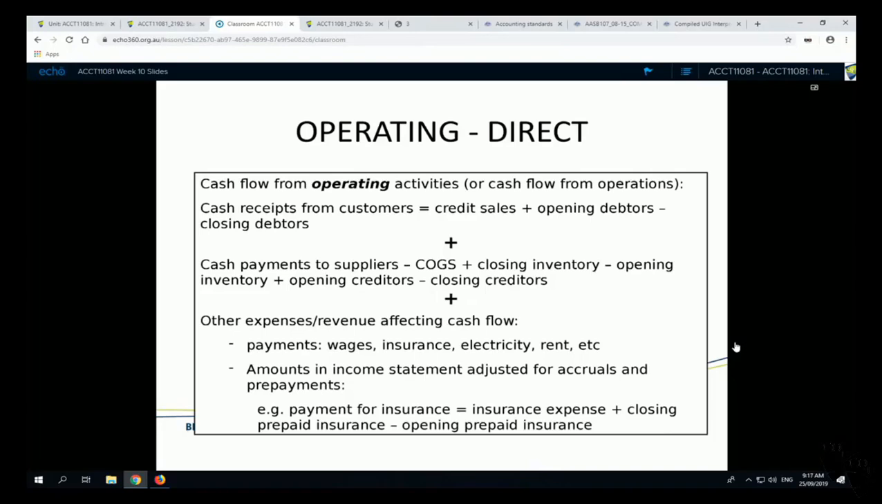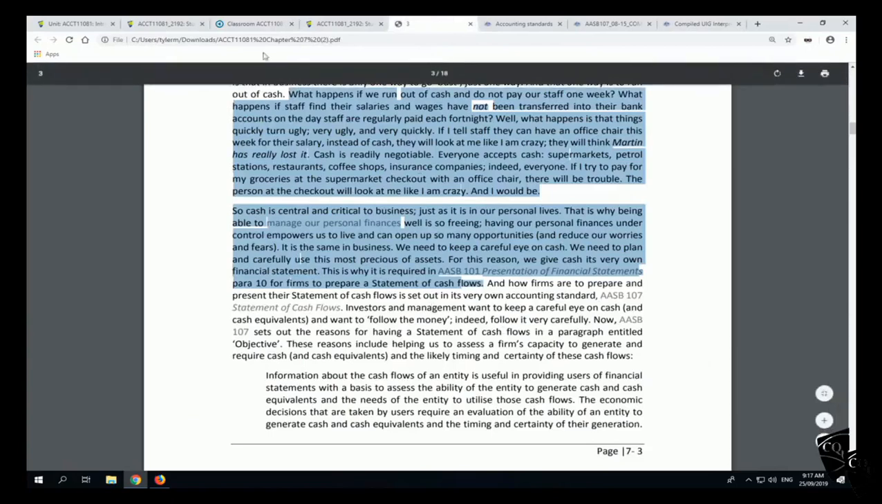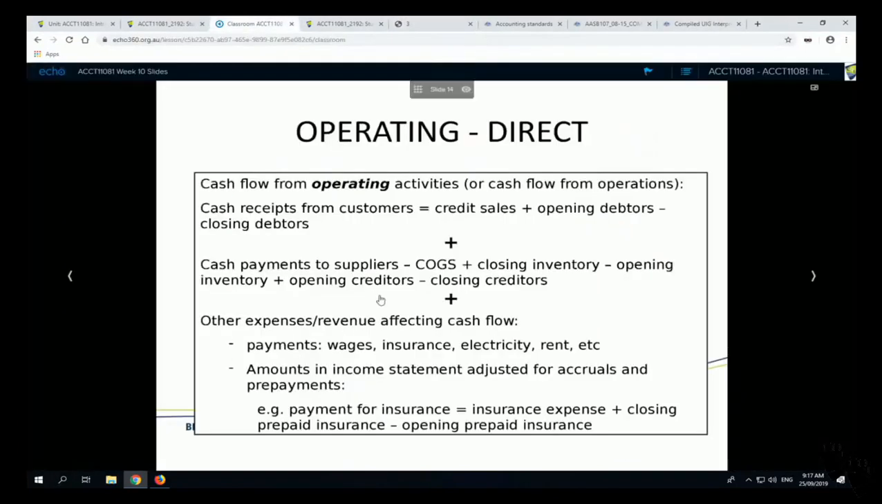So this slide plus pages 7 to 10 of the study guide, our wonderful study guide, chapter 7. Keep them handy. These resources tell you exactly how to prepare the cash flow from operating activities using the direct method. You will need to know how to do this. Not maybe, you will need to know. So let's go through an example now.